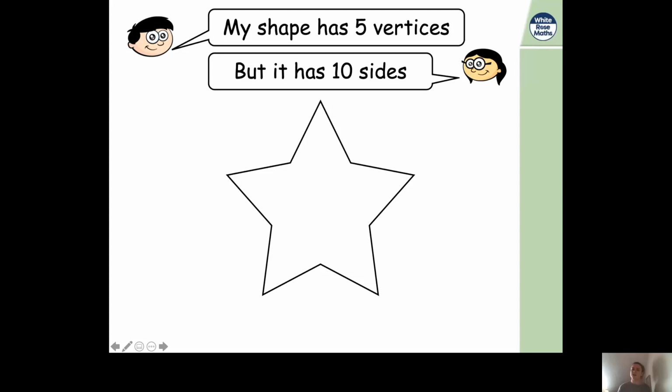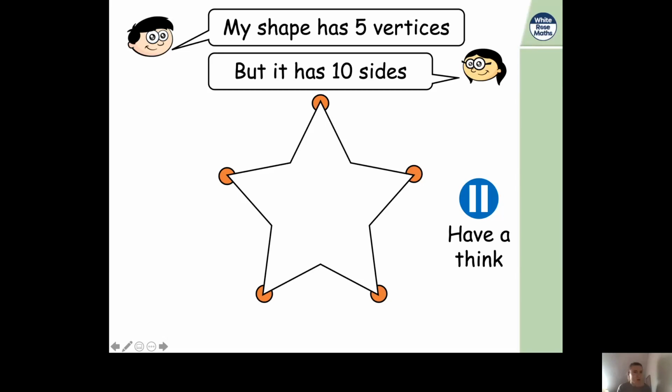But he thinks that the shape has 5 vertices because he's counted 1, 2, 3, 4, 5 vertices. So there we go. He's got all of the vertices there, hasn't he? What do you think he has?